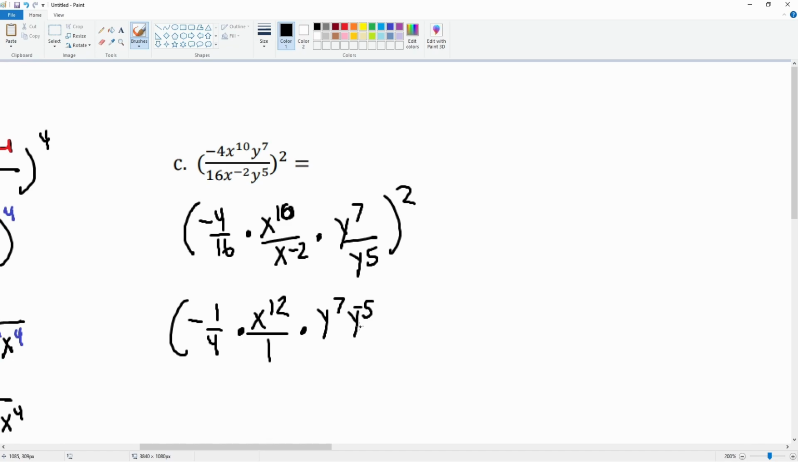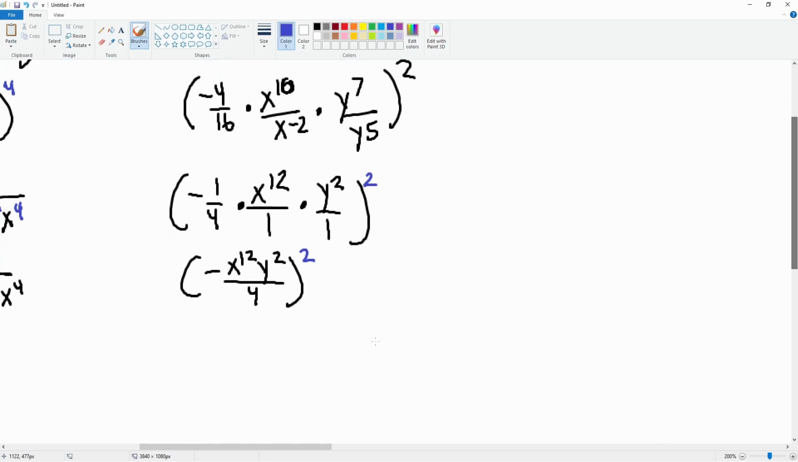But it now becomes a negative exponent. So we can just add y to the 7 minus 5. Y to the 7 minus 5, it's just 2. Okay, on top. All right, so the answer would be negative x to the 12, y to the 2nd, all over 4. Okay, and we still need the exponent of 2 that is still out in front.